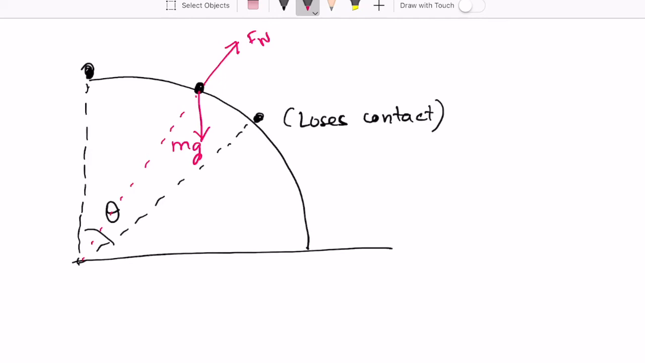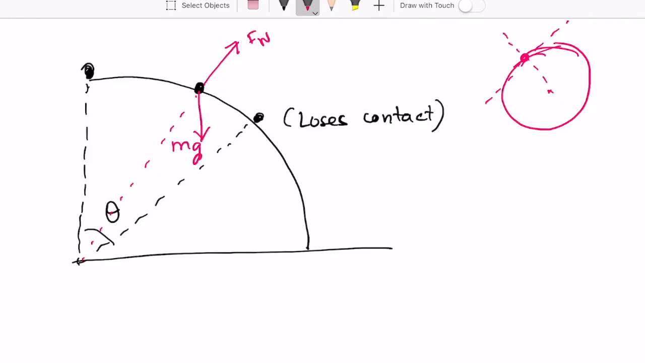Now when you do Newton's second law analysis, you choose a convenient x-axis and y-axis, and you break up the forces into components along those axes. That's what we did in the last problem. So when an object is moving along a circular path, a very good choice of axis is the radial direction and the tangential direction.